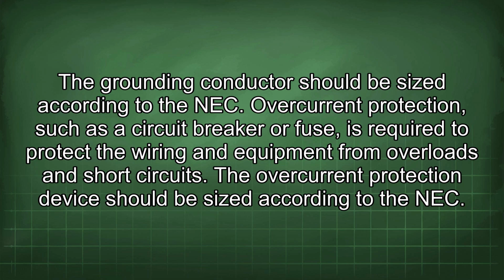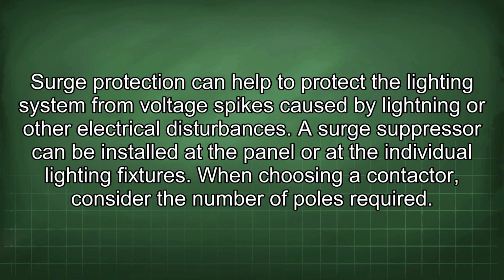Overcurrent protection, such as a circuit breaker or fuse, is required to protect the wiring and equipment from overloads and short circuits. The overcurrent protection device should be sized according to the NEC. Surge protection can help to protect the lighting system from voltage spikes caused by lightning or other electrical disturbances. A surge suppressor can be installed at the panel or at the individual lighting fixtures.